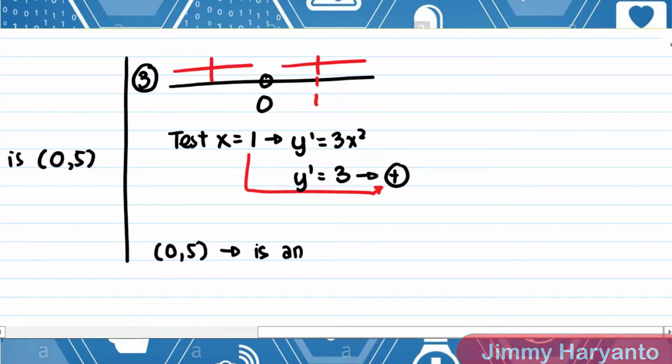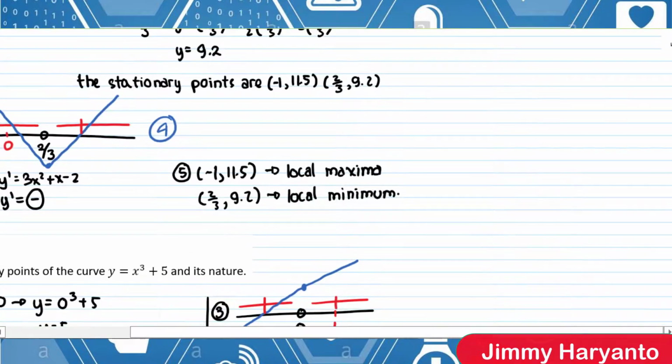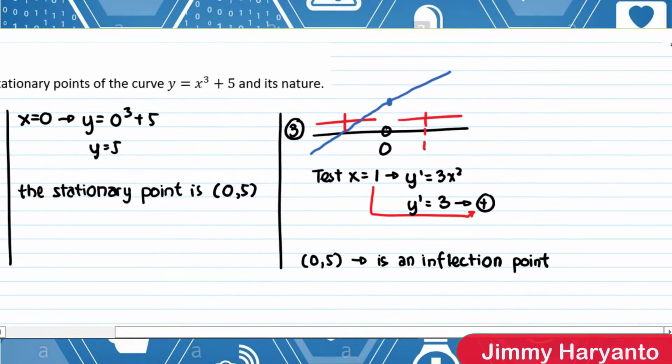Is an inflection point. Karena nggak ada perubahan tanda ya. Kalau tadi yang negatif positif, itu berarti ada perubahan tanda. Oh ya, we haven't sketched the graph. So for the graph it will be increasing, and then after passing this point it will still be increasing. Jadi dia tuh nggak berubah guys, nggak berubah jadi decreasing. Nah ini yang namanya inflection point ya.